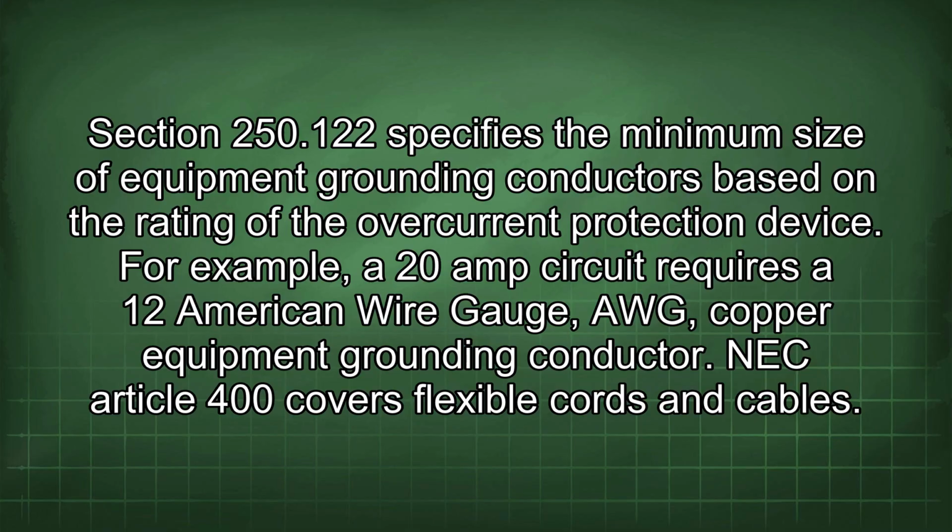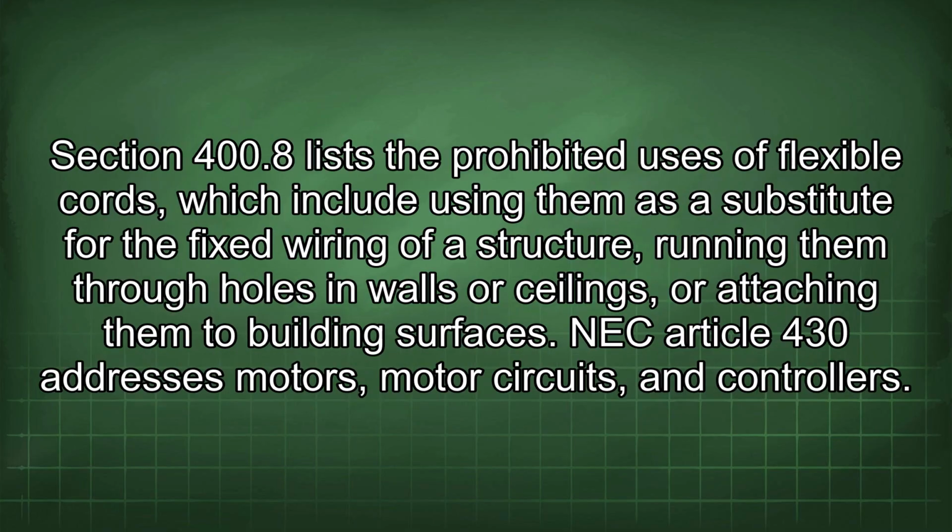NEC Article 400 covers flexible cords and cables. Section 400.8 lists the prohibited uses of flexible cords, which include using them as a substitute for the fixed wiring of a structure, running them through holes in walls or ceilings, or attaching them to building surfaces.